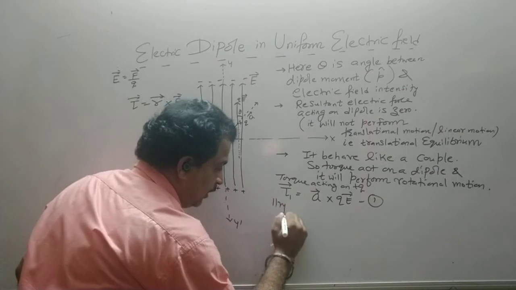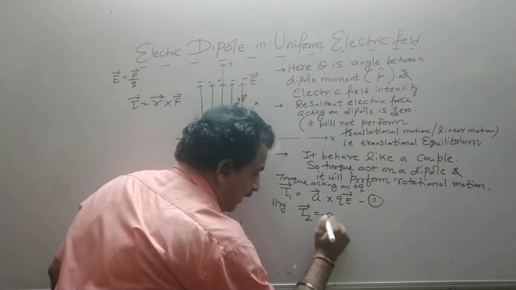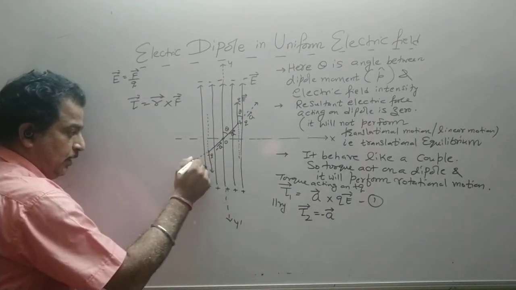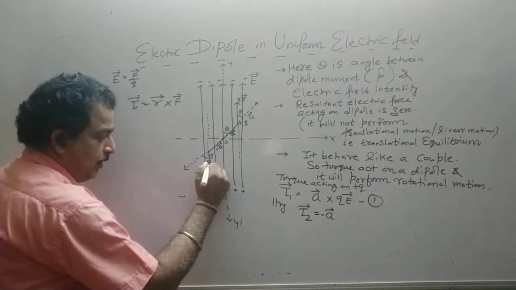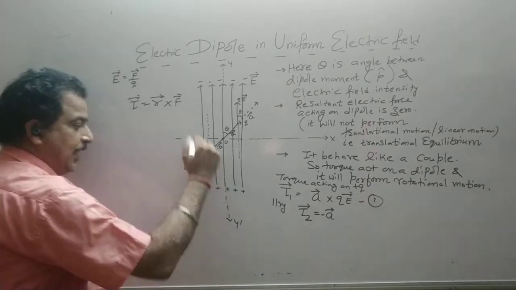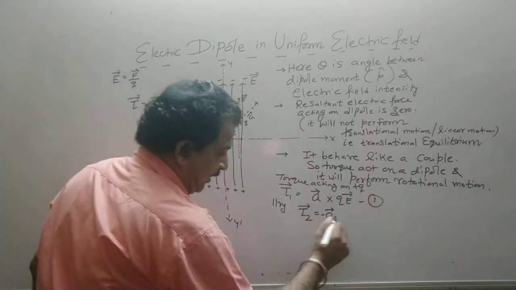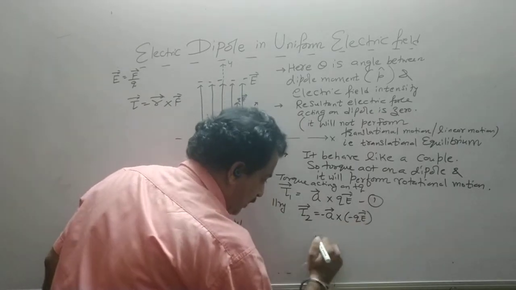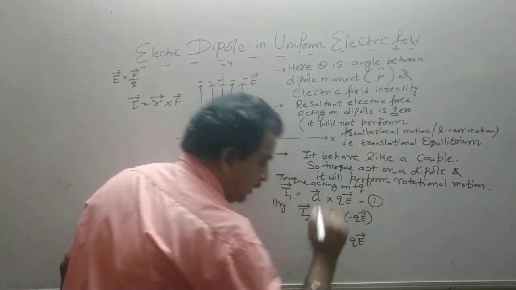Similarly, torque 2 or tau 2 is equal to minus A. If I extend this, the angle becomes theta, and this becomes the minus A vector. So it can be written as minus A cross minus QE. So this is equal to A cross QE.